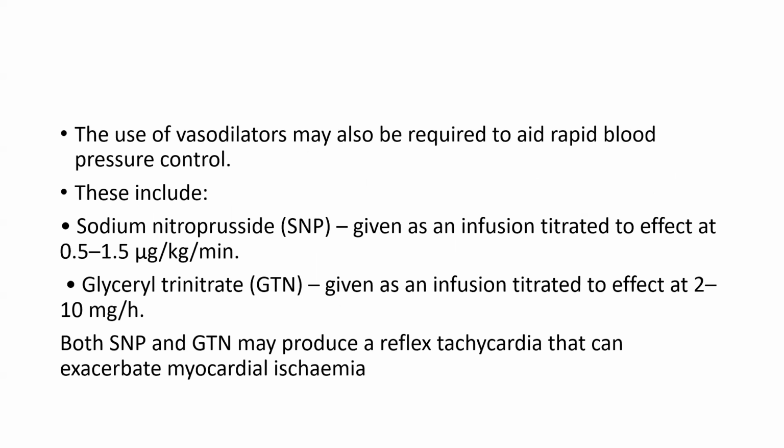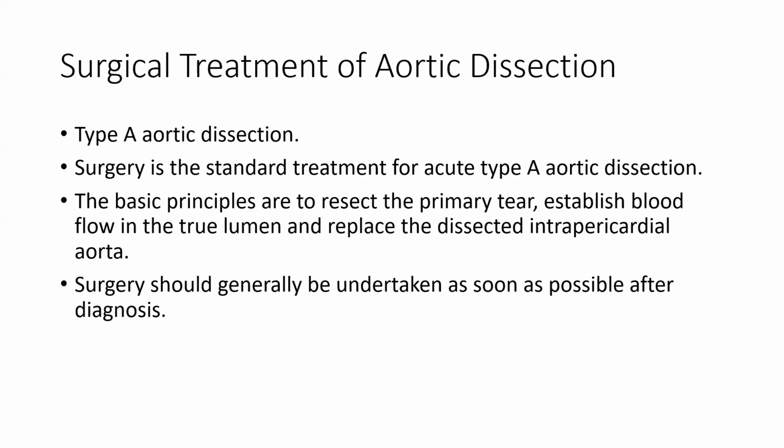The use of vasodilators may also be required to aid rapid blood pressure control. This includes sodium nitroprusside, given as an infusion titrated to effect at 0.5 to 1.5 microgram per kg per minute, and glyceryl trinitrate, given as an infusion titrated to effect at 2 to 10 mg per hour. Both sodium nitroprusside and glyceryl trinitrate may produce reflex tachycardia that can exacerbate myocardial ischemia.